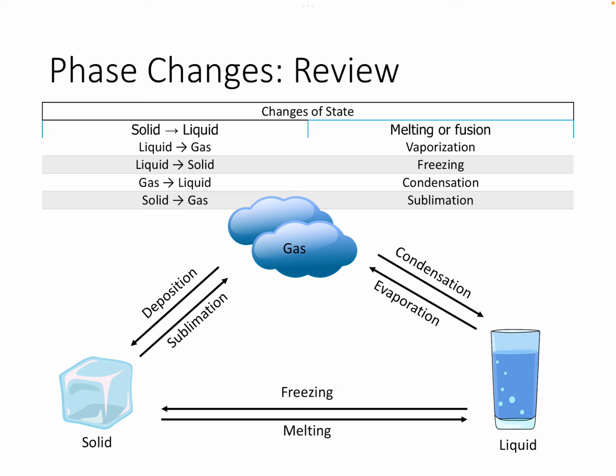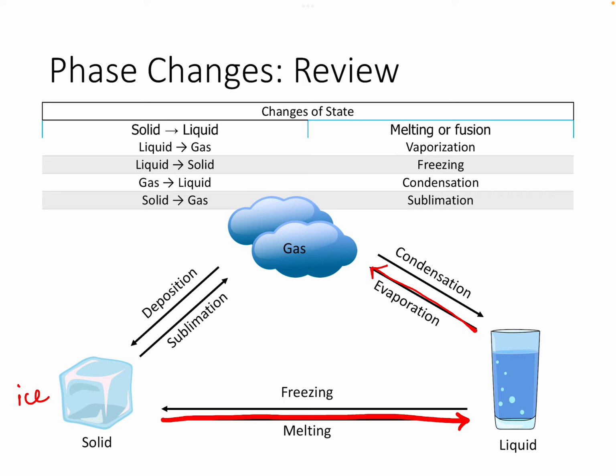Now, we also know that we can change a state of matter by adding heat or removing heat. So for example, if we start with ice, we can melt that ice and turn it into a liquid. And we can do that by adding heat. And then we could keep adding heat and turn the liquid into a gas through evaporation.